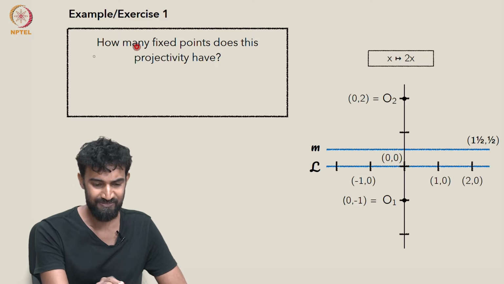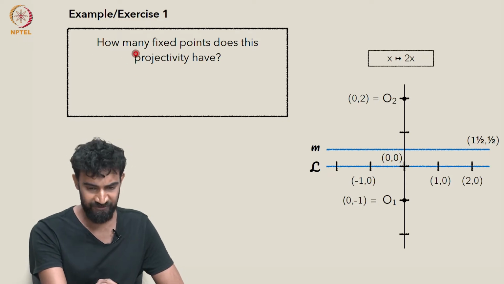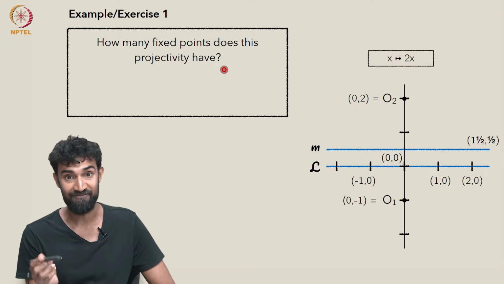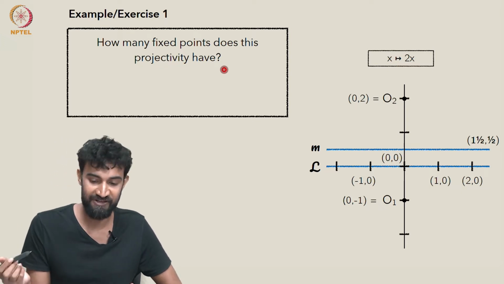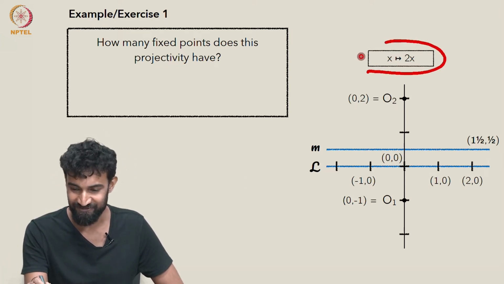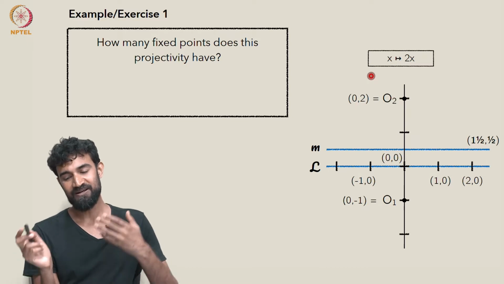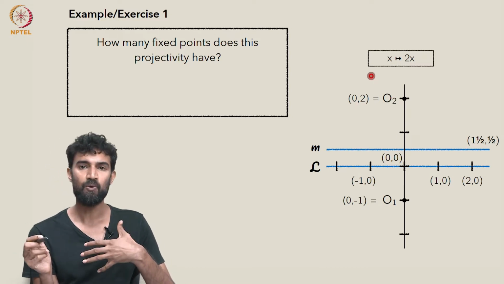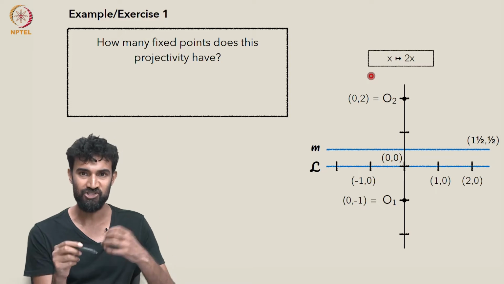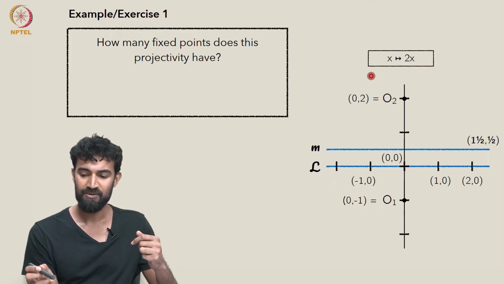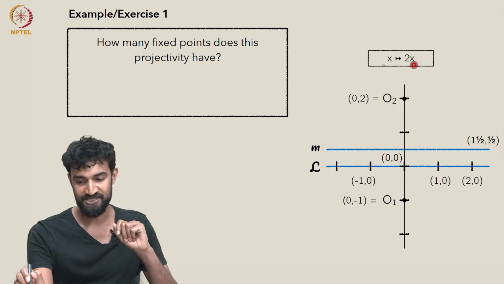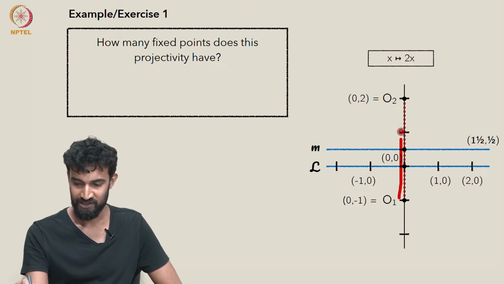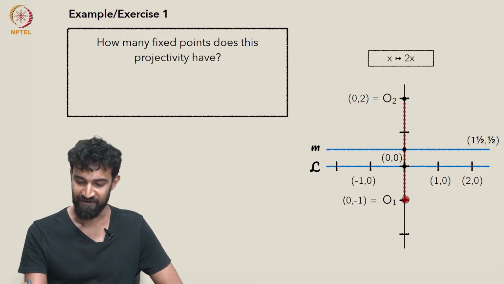So that brings up another interesting question. How many fixed points does this projectivity have in total? Are there any other fixed points? So it might be useful here to look at the function. What are the fixed points of x goes to 2x? Well, non-zero numbers all change. They all get doubled. But 0 is sent to 0. So we do have another fixed point. And it's easy to convince yourself that the construction actually fixes 0. F_O1 will send 0, 0 to 0, 1/2.